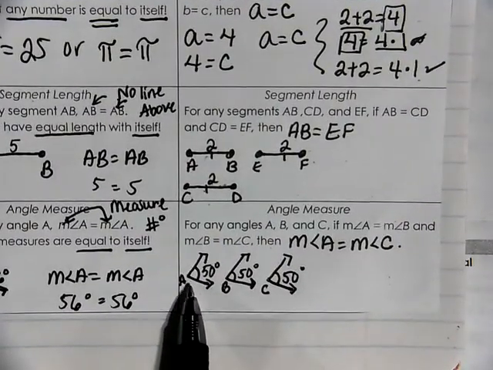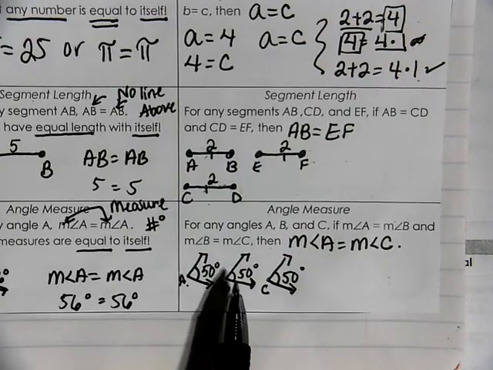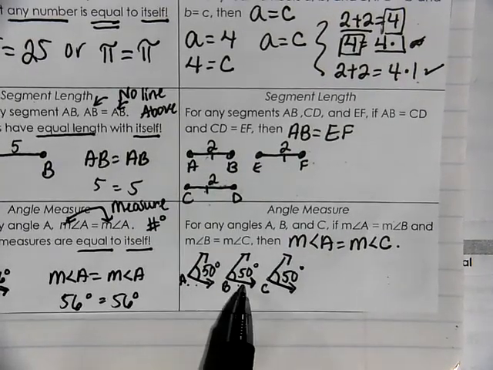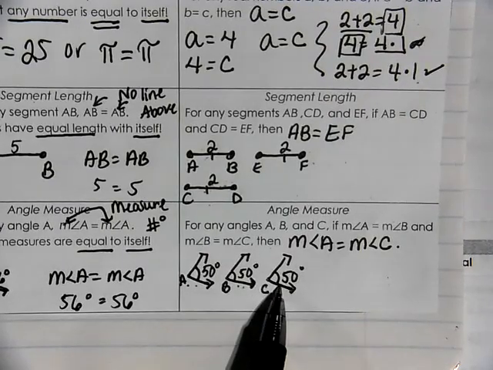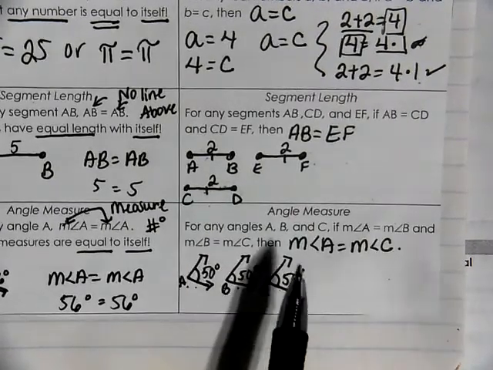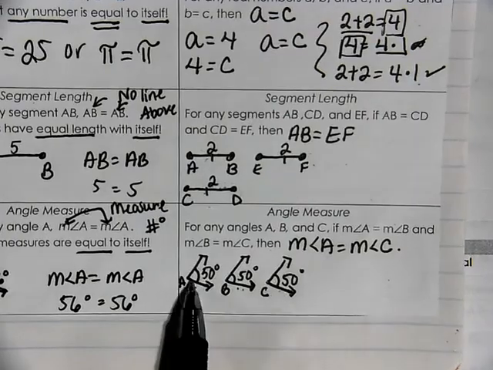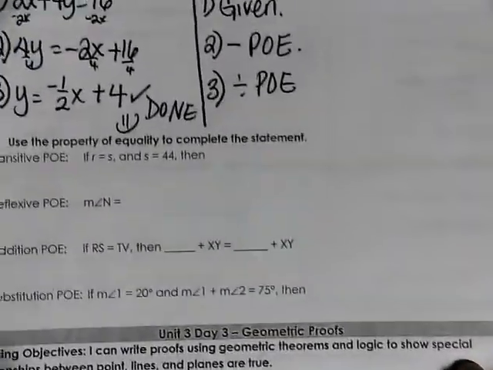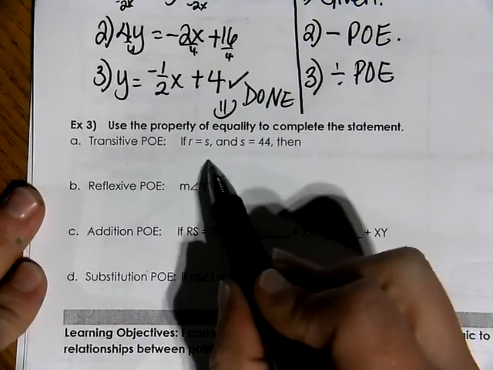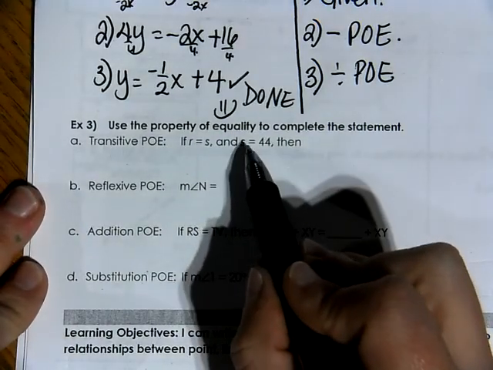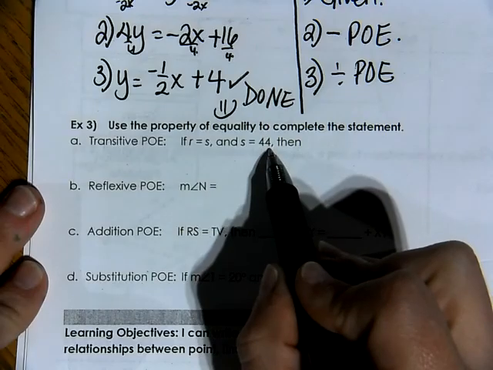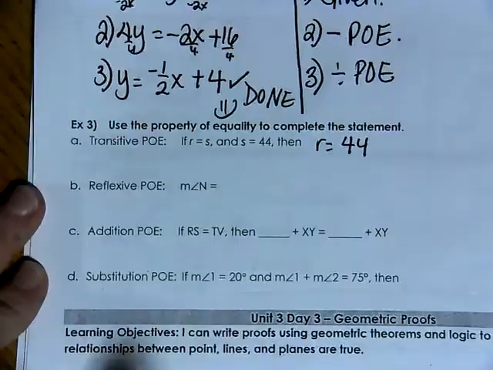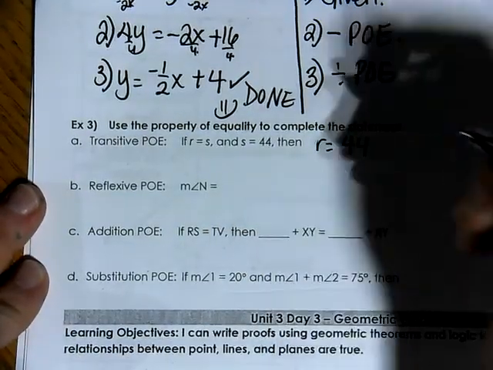Same thing with measures of angles. If the measure of angle A equals the measure of angle B, and the measure of angle B equals the measure of angle C, then the measure of angle A has to equal the measure of angle C. They're all connected. So let's go ahead and look at this one. If R is equal to S and S is equal to 44, then R has to equal 44 because R and S are the same.